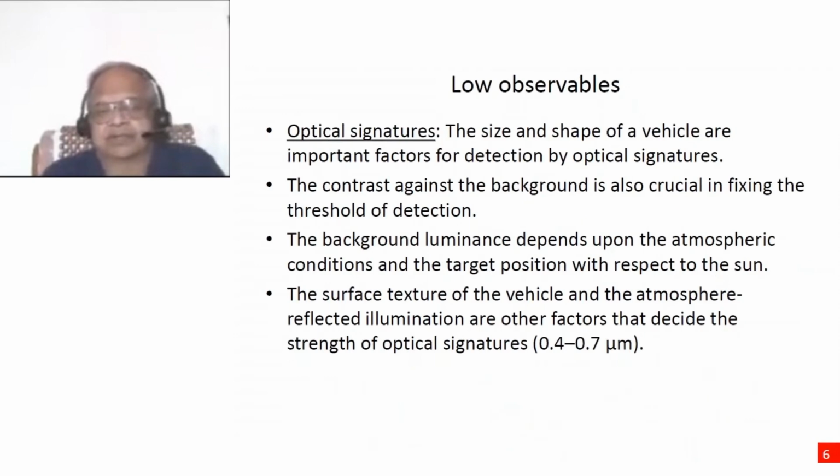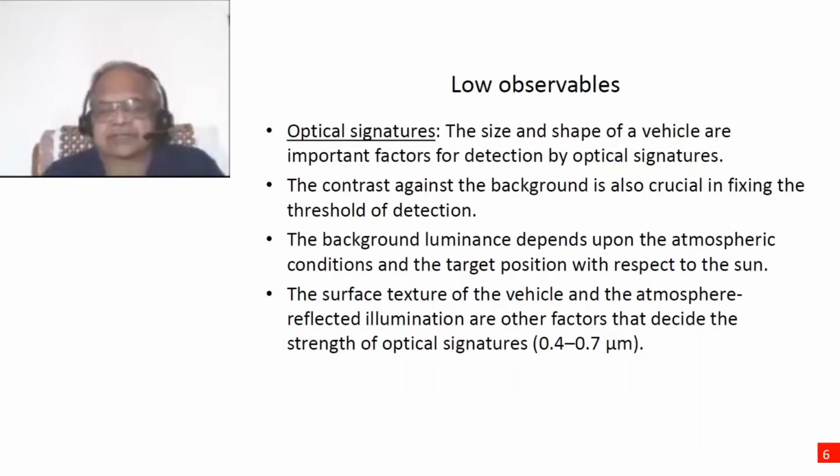Optical signatures are quite obvious, of course. The size and shape of a vehicle are important factors for detection by optical signatures. The contrast against background is crucial in fixing the threshold of detection. The background luminescence depends on the atmospheric conditions and the target position with respect to the sun. If you have noticed, sometimes when an aircraft is flying overhead, there is a reflection, sometimes called the glinting of the aircraft, where the aircraft's body reflects the sun's rays. So this could be one of the ways it can be detected.